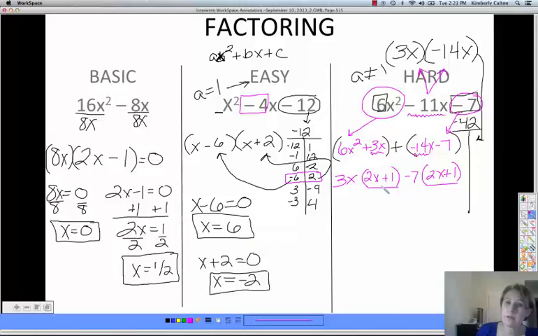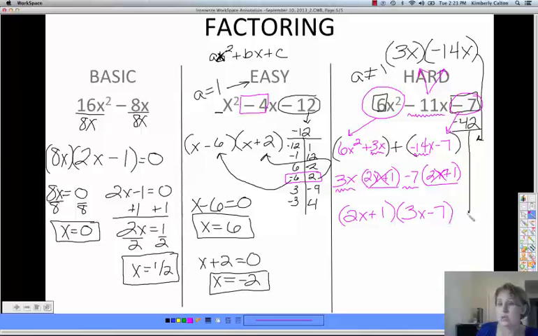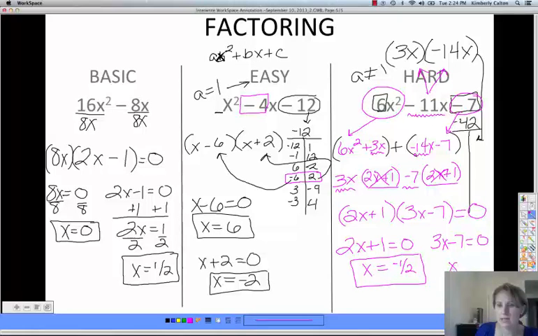So all we're going to do from here is mark out those, because we know that's definitely part of the answer, 2x plus 1. And everything that's left out, which is that 3x and that negative 7, will be in our second parenthesis, and we are done factoring. Again, if we wanted to solve, we'd use the zero product property and solve for each of those answers. And we'd have x equals negative 1/2, and we'd have x equals 7/3.